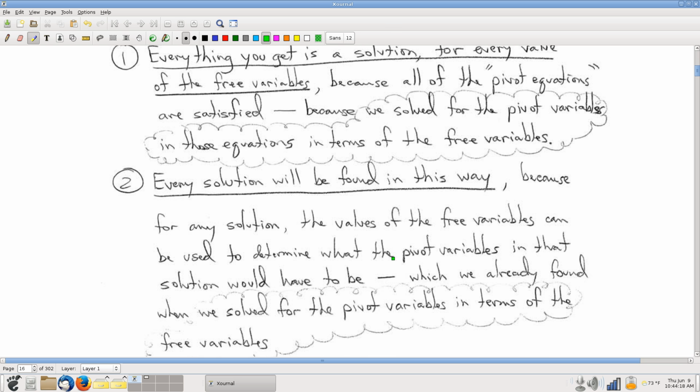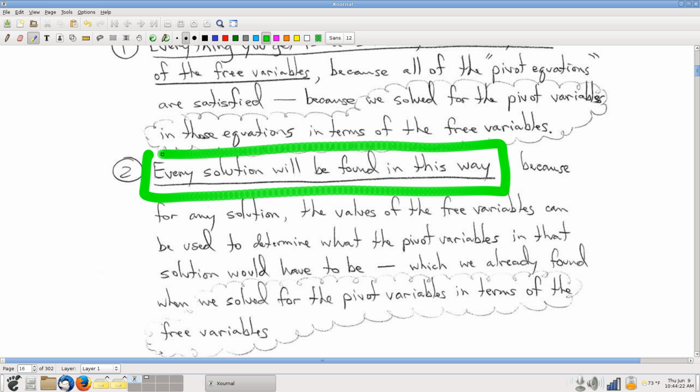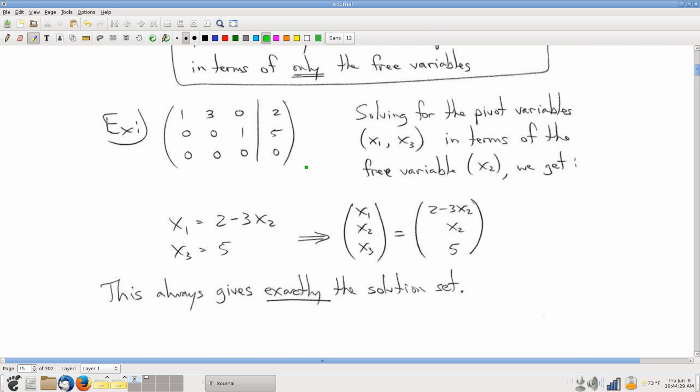Okay. Here's the harder question. How do I know that I will have found all of the solutions? Right? I've found some solutions. I mean, this is a bunch of solutions here. If x2 is any value, there's infinitely many different values that x2 could be. It gives me infinitely many ordered triples by this little formula. But maybe there's more. Maybe there's some other solutions out there that don't fit this form. How do I know that there aren't?